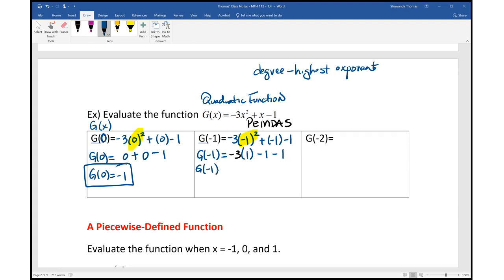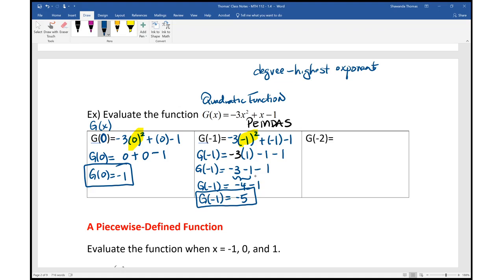Therefore, g of negative 1 equals negative 3 minus 1 minus 1. Negative 3 minus 1 is negative 4 minus 1. G of negative 1 equals negative 5. Now this is your opportunity to pause the video. See if you can get g of negative 2 correct without seeing the answer first. So you can pause it now if you would like, work it out, then play the video to see if you were correct.